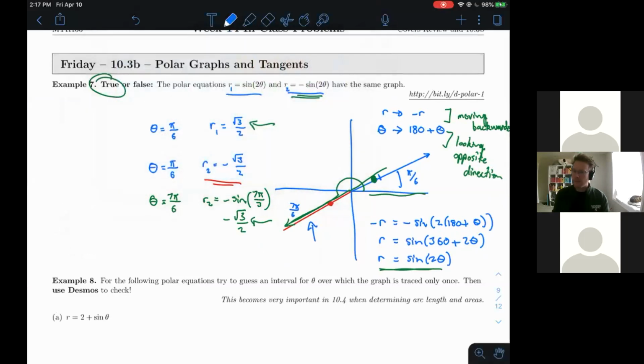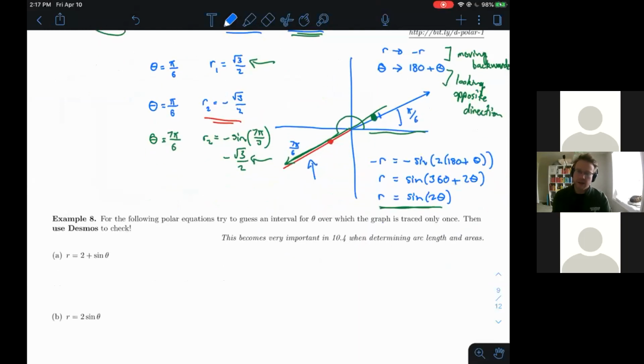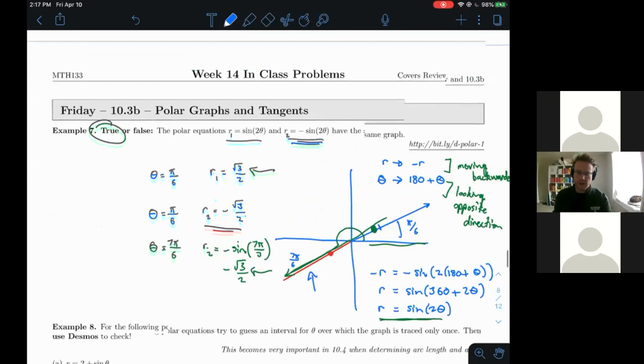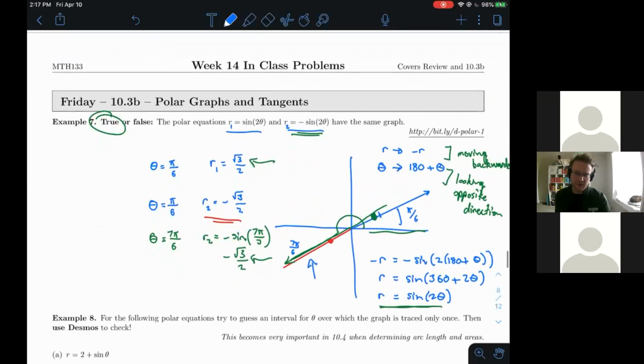Okay, and this leads into something else. I guess maybe I'll pause here and see if there are any questions or extra things that you'd like me to cover. But then I'm getting into another subtle thing about polar that you may not have realized. Again, the equations look different. If you graph these in Cartesian, you wouldn't expect them to be the same, but in polar they can be, just because of this fact about moving backwards and looking the opposite direction.